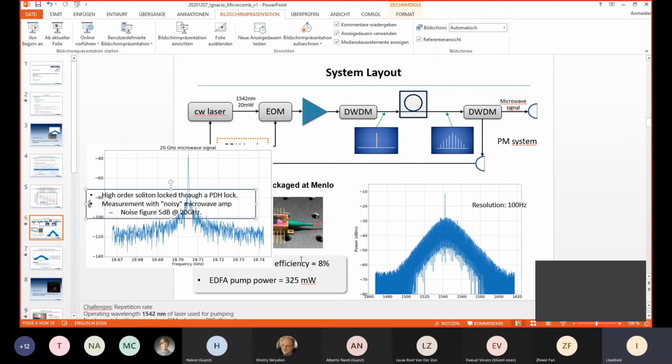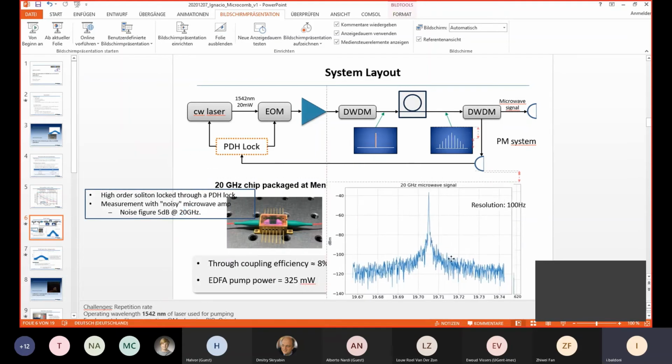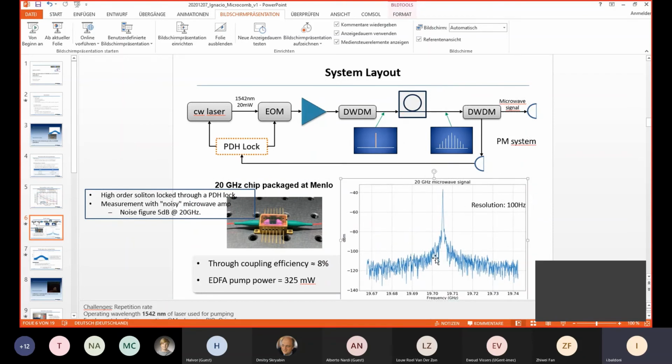It's 12. But anyway, as a proof of concept, we also got a microwave signal, which is the signal that we have here. And this was done in particular with a high order soliton, locked also through a PDH lock. But in this case, we didn't care too much about reducing the phase noise. We only wanted to prove that we can generate the microwave signal. So in this experiment, we worked with a noisy microwave amplifier with a noise figure of around 5 dB at 20 gigahertz.